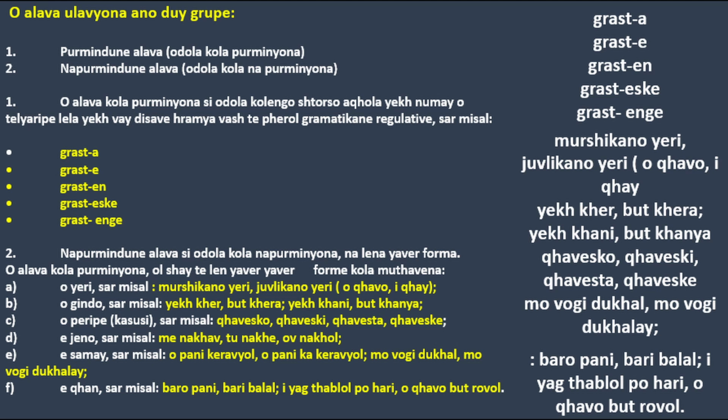E. Tense. Time. For example, o pani keravyol, the water boils, o pani kar keravyol, the water will boil. Mo vogi dukal, my heart hurts, mo vogi dukale, my heart will hurt. F. Adjective. Way. For example, Baro pani, big water, bari balval, strong wind. I yag thablo po hari, the fire burns slowly, o kuhavo, but roval, the boy cries a lot.